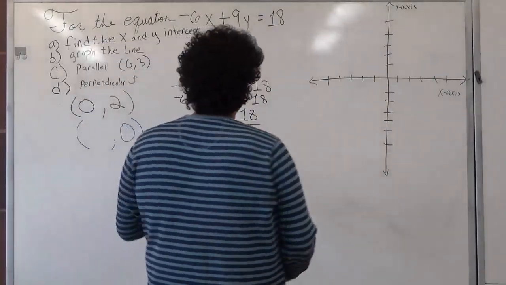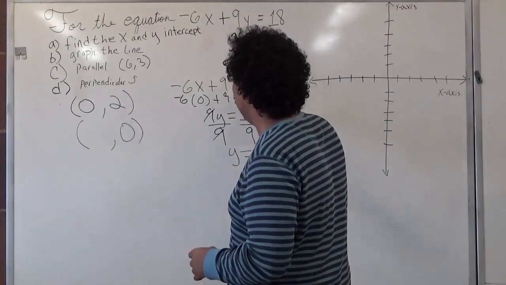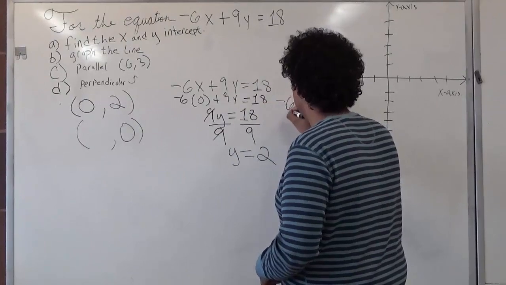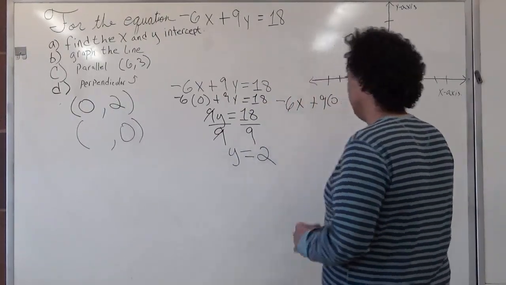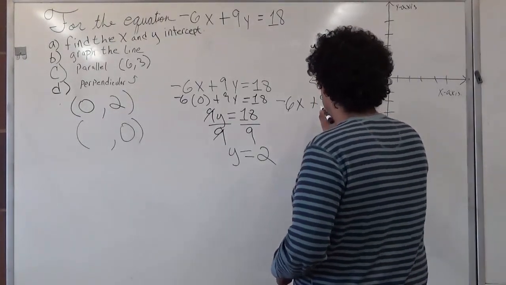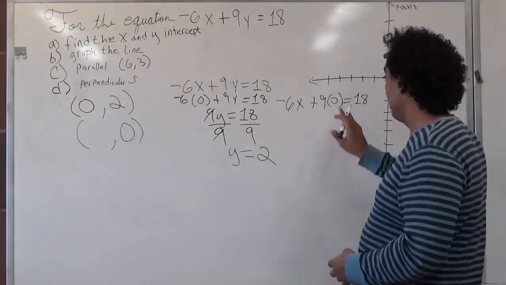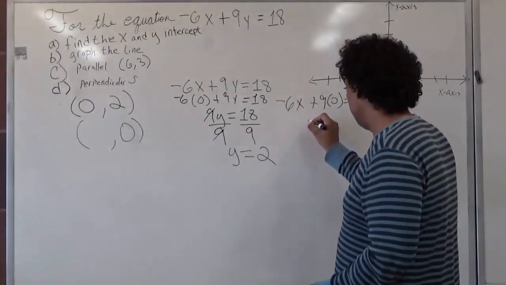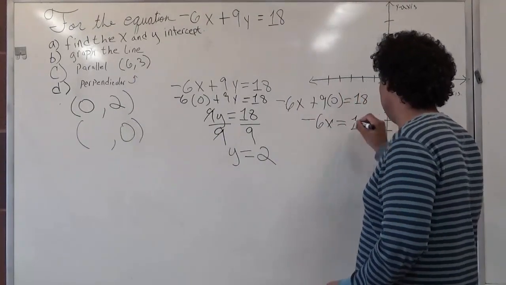Now for our x-intercept, we do the same exact thing, except we're plugging 0 in for our y value. So I'll do it here. Negative 6x plus 9 times 0 is equal to 18. So 9 times 0, again, is going to give us 0, and 0 plus negative 6x is negative 6x. So negative 6x is equal to 18.